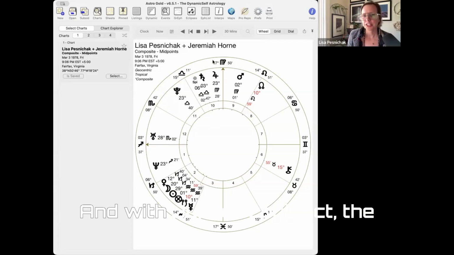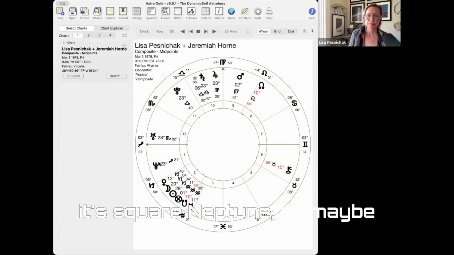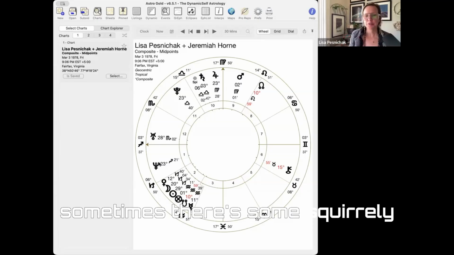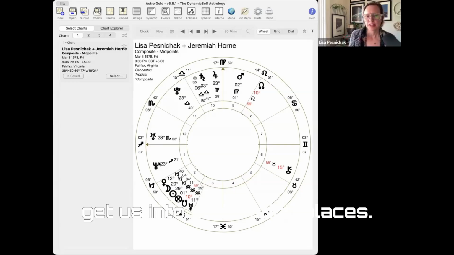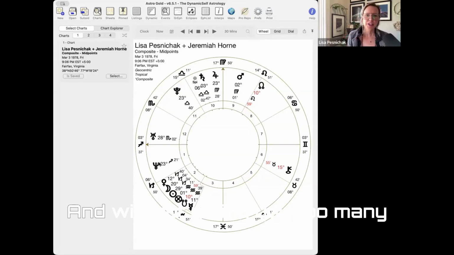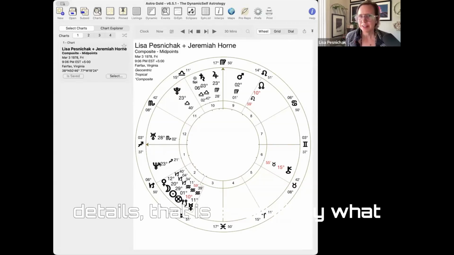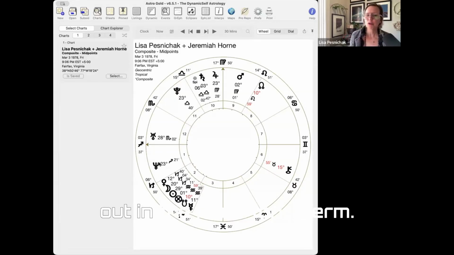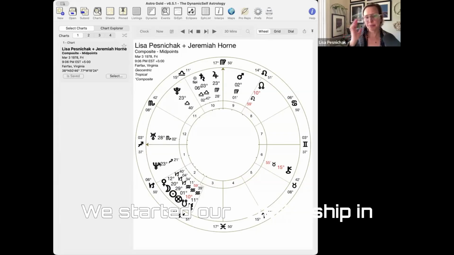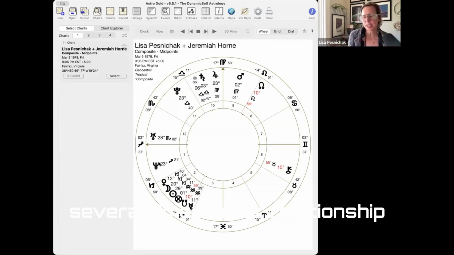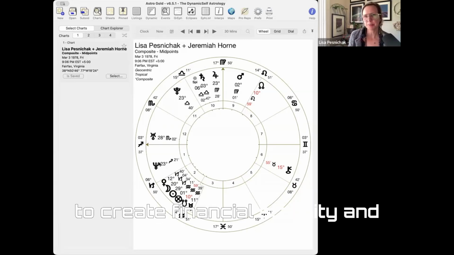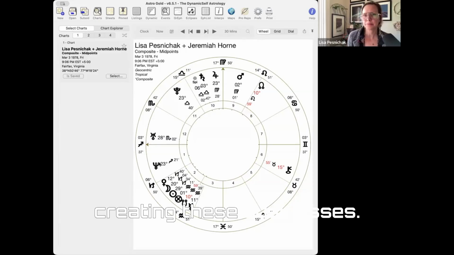And with Jupiter conjunct the midheaven, we're very optimistic about what we're doing, but it's square Neptune. So maybe sometimes there are some squirrely roads or some overly optimistic paths that we take that can get us into some edgy places. Without giving you too many details, that is essentially how our relationship has turned out in the long term. We started our relationship while also starting a company, a business, and we've done that several times. Our relationship has largely been taking risks to create financial stability and creating these businesses.